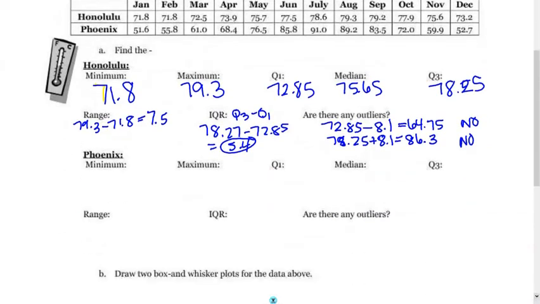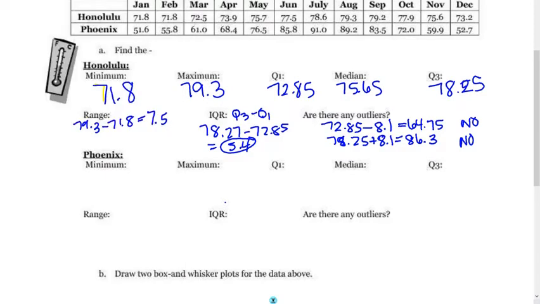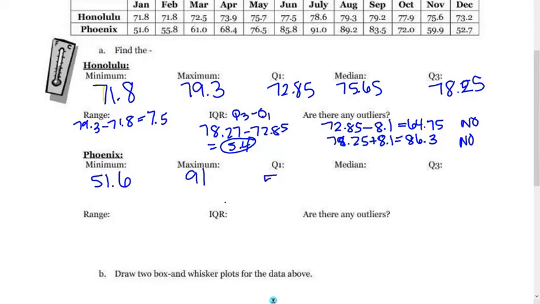I'm going to do the same stuff for Phoenix. Remember, I typed that in L2. So stat, calc, one variable statistics. But now I need to tell it to do it for L2. So you need to give it that command, and that's right there. And now it's done it for L2. And you'll notice all my numbers are different. So I can fill those in again. My minimum is 51.6. And my maximum was 91. Okay, off my calculator, my Q1 is 57.85.